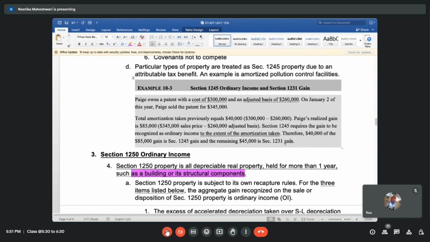So Tanya, will you be able to explain this? So the cost of the property is 300,000. The adjusted basis is 260,000. So the depreciation claimed on the property is 40,000 from here. The gain on the total property is 345 minus 260, the adjusted basis, which is 85,000. Out of this 85,000, the 40,000 depreciation that you have claimed is actually going to be your section 1245 gain, and the remaining 45,000, that is 85,000 minus 40,000 of depreciation, is going to be your 1231 gain.